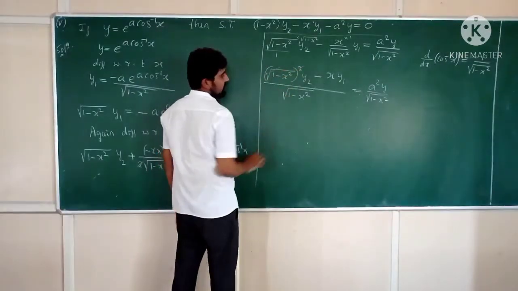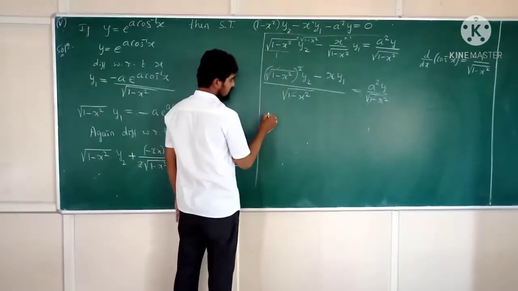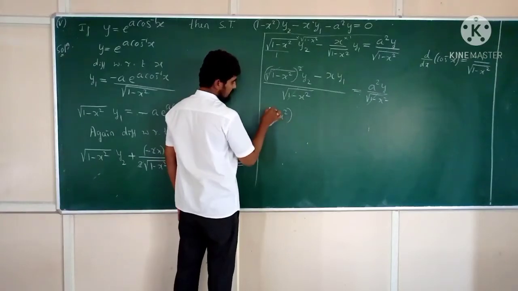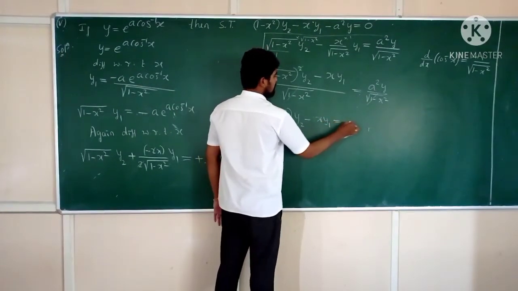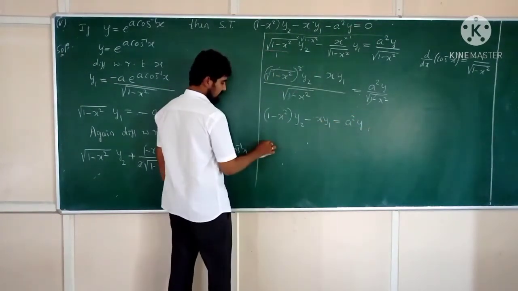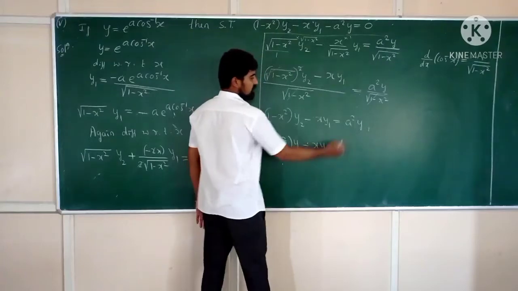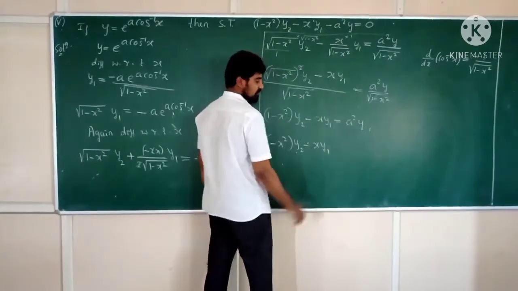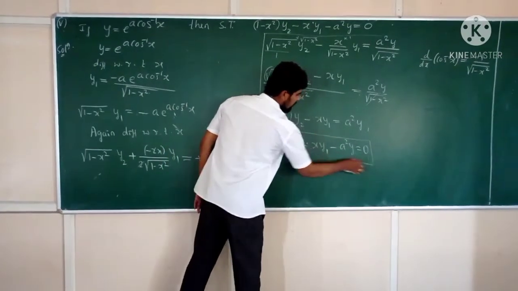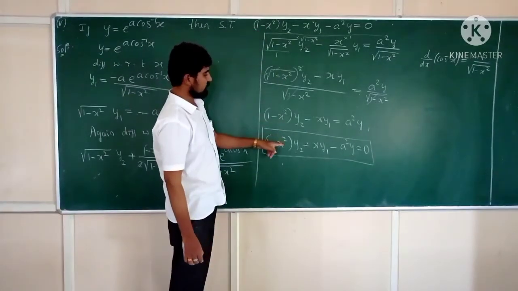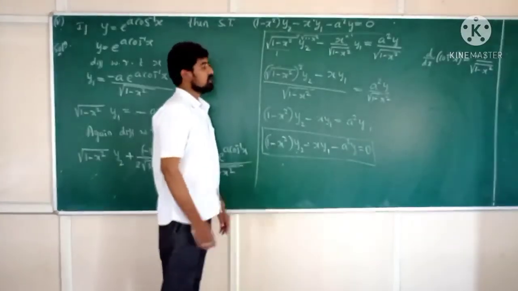Now square root and square get cancelled, and square root of 1 minus x square, square root of 1 minus x square get cancelled. Then remaining 1 minus x square into y2 minus xy1 is equals to a square y. Then we may write 1 minus x square into y2 minus xy1. Shift this a square y towards the left hand side. It becomes minus a square y is equals to 0. And this is the required result. That is what 1 minus x square into y2 minus xy1 minus a square y is equals to 0. I hope all of you understood. If possible, take a note.